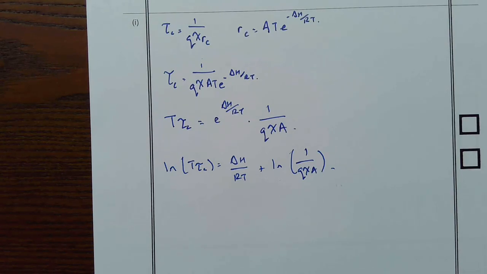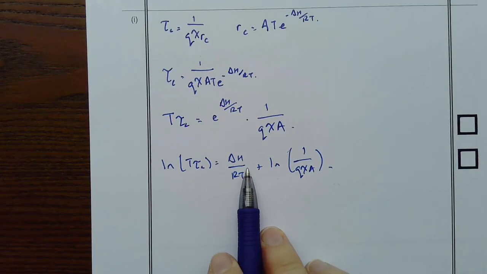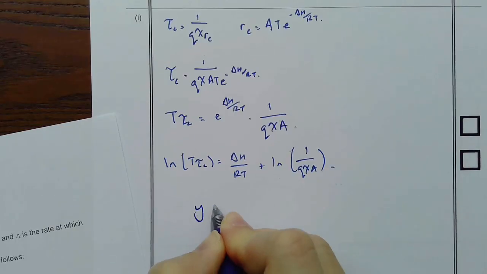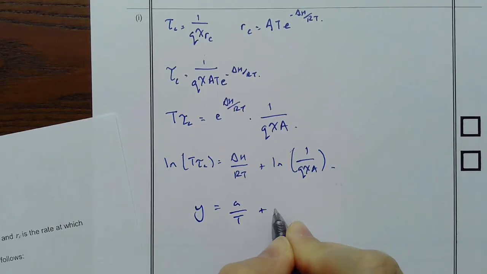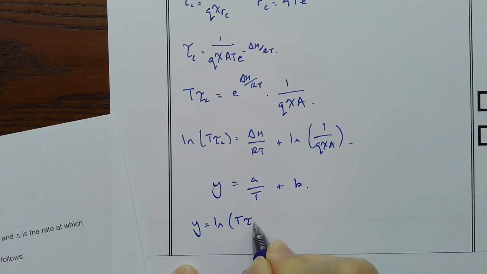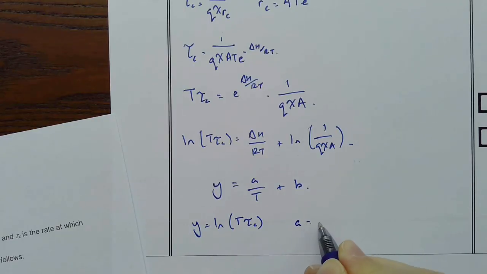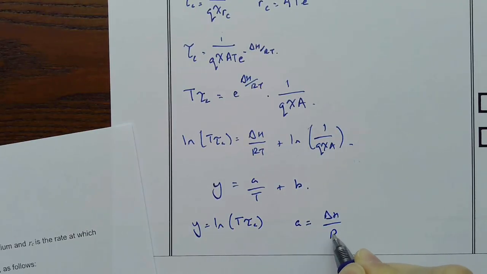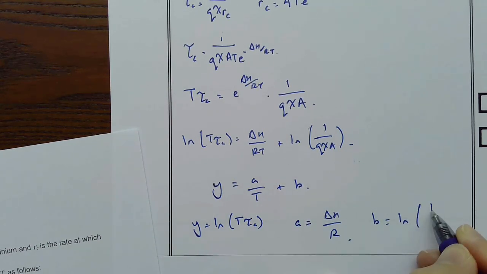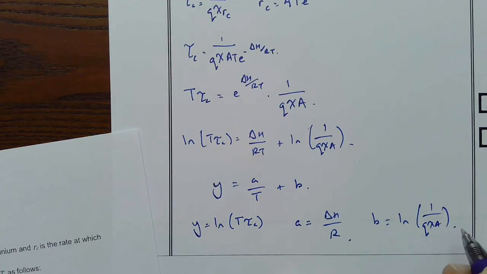Okay, so I think that might actually just be the answer. If I compare it to the form that I was asked to give it as, y equals a over T plus b, then my y equals log T tau c, my a is delta H over R, and my b is log 1 over q chi A.